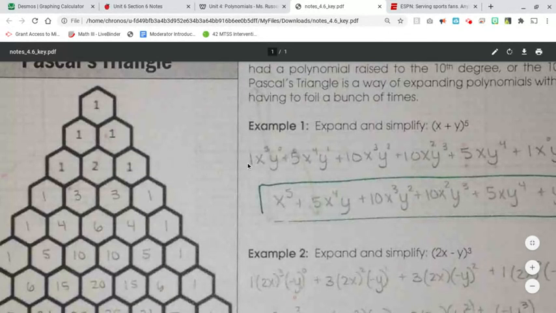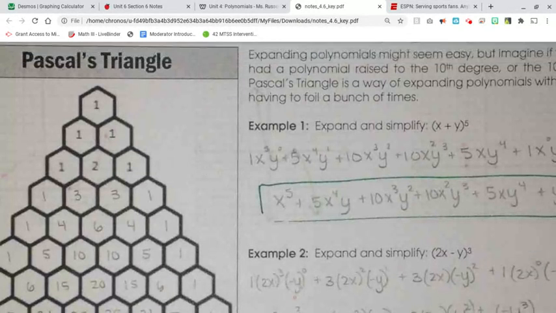So we're going to put a 1 in front of this, and we're going to say x to the fifth power and y to the 0 power, plus, then we're going to go to 5, and we're going to go down, x to the fourth power, y to the first power.